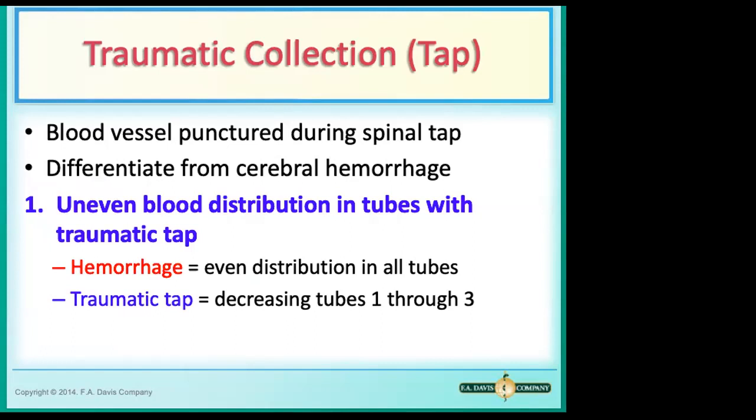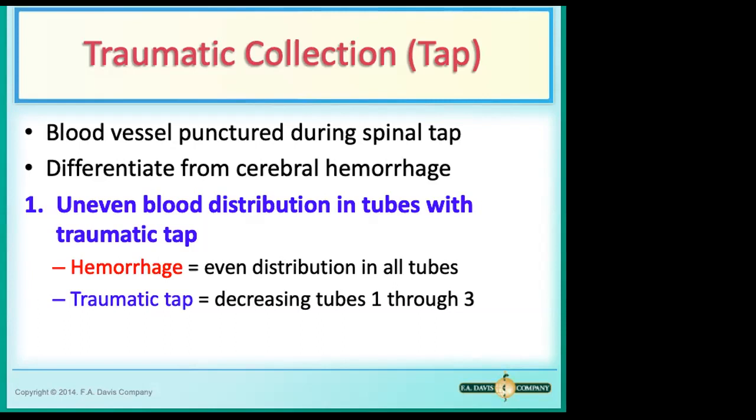When you start to see grossly bloody CSF, that means it can be bleeding that is actually happening, like intracranial bleeding or intracranial hemorrhage. Or the other reason why you would see something bloody in the CSF is because there was a puncture of a blood vessel during a spinal procedure. That is what a traumatic tap is: the puncture of a blood vessel.